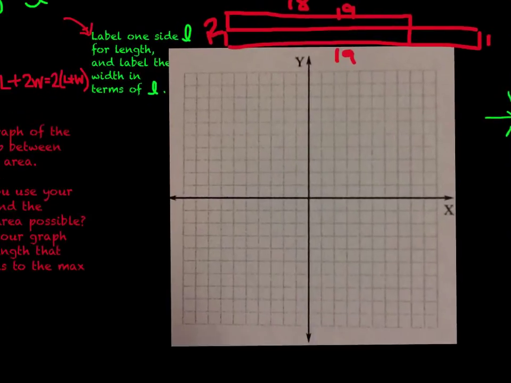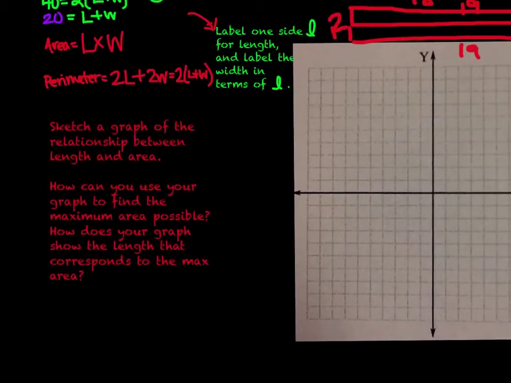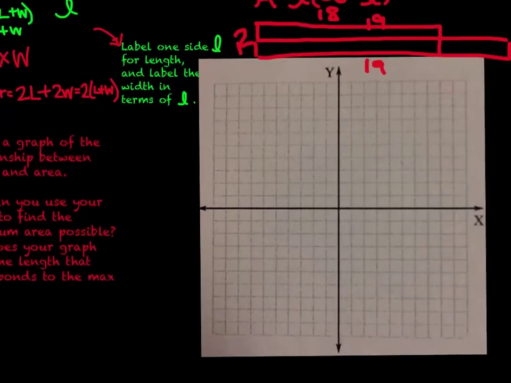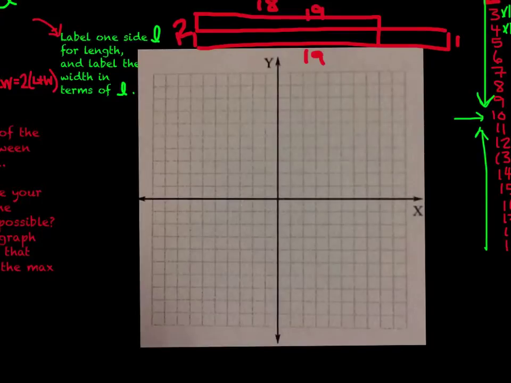So here's our next step. We need to now sketch a graph of the relationship between the length and the area. How can we use our graph to find the maximum area possible? And how does your graph show how the length corresponds to the maximum area? So we need to do a graph. If I look at my graph, I don't really like the graph I chose. So I'm going to modify it a little bit.